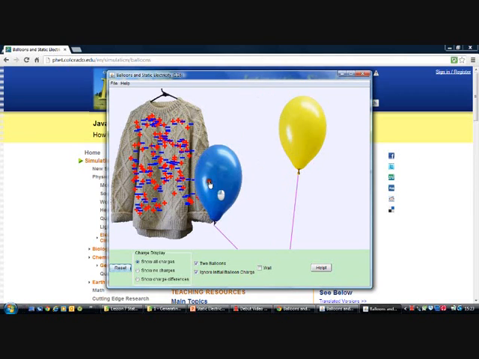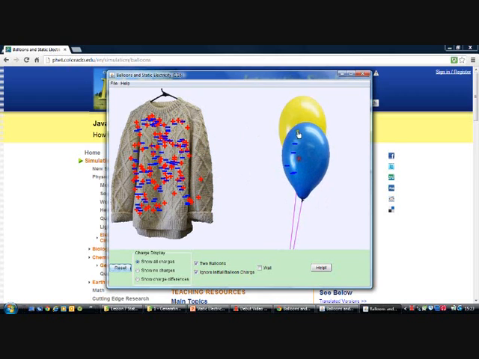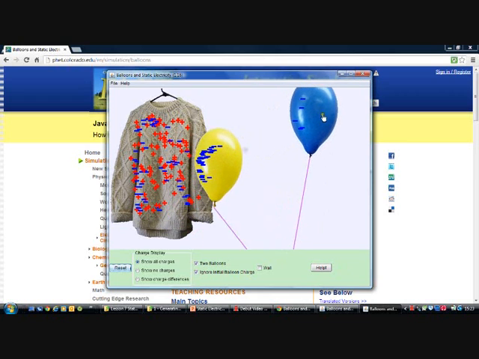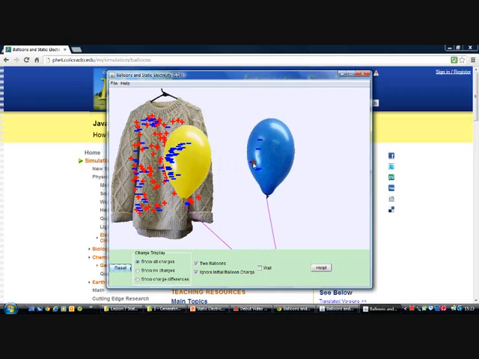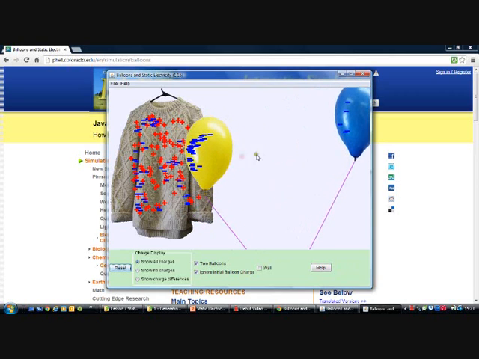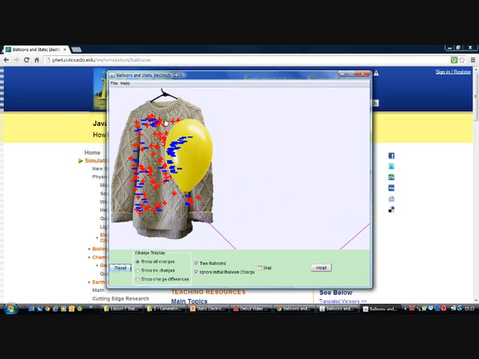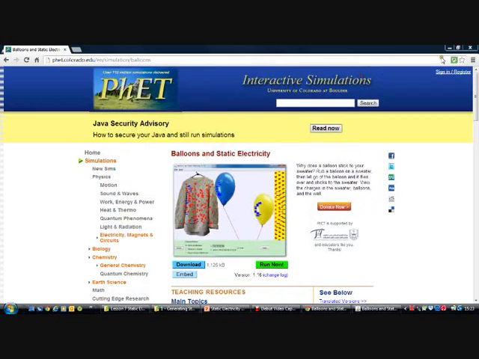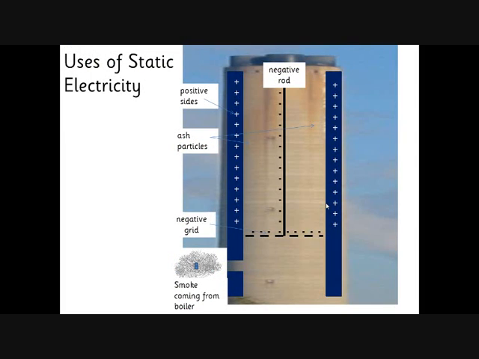Again, I can show this with the balloons. If I've got a balloon and I give it some negative charge, and I give another balloon some negative charge, the two balloons will repel each other. But if I leave that balloon, it will attract to the jumper because the jumper's got an overall positive charge and the balloon's got an overall negative charge. So those are the basic concepts.